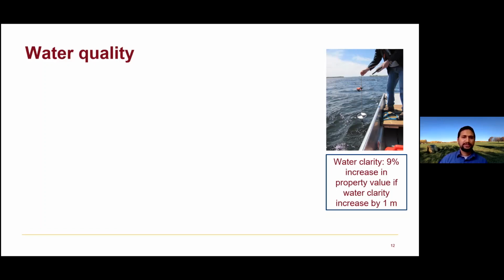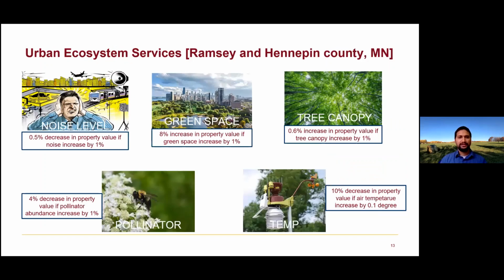And I'll be talking about another project that I was involved in, and it involves a similar approach. This will be the last one I'll be talking about. This one is based on urban ecosystem services, and we looked into Ramsey and Hennepin County of Minnesota. In the urban arena, there are different ecosystem services that people really value when they are making their home purchasing decision.